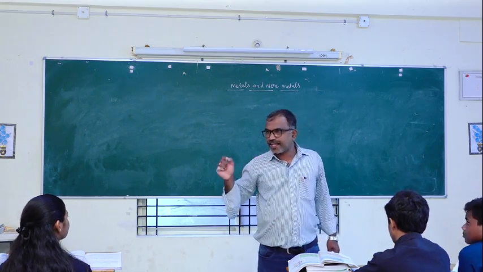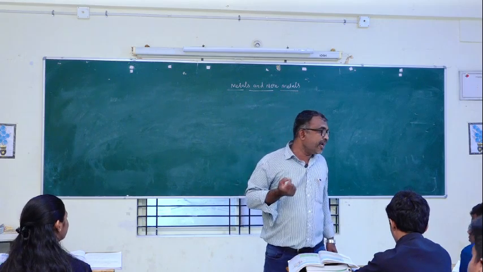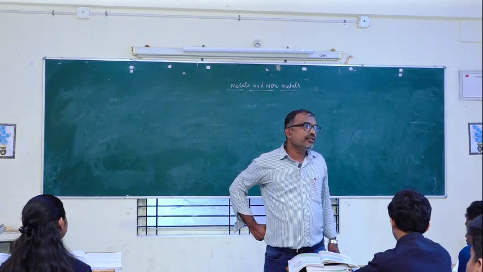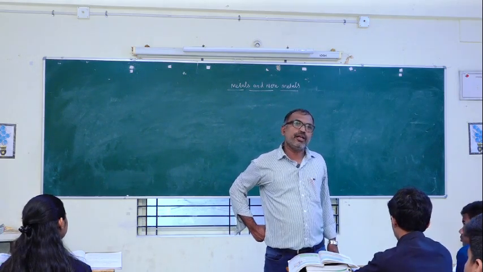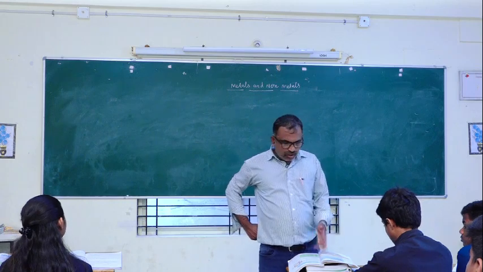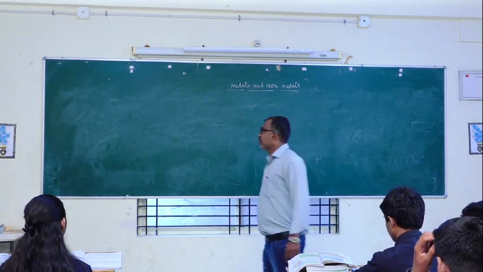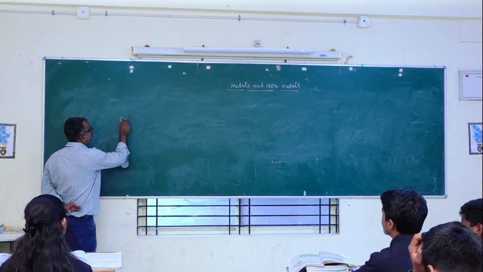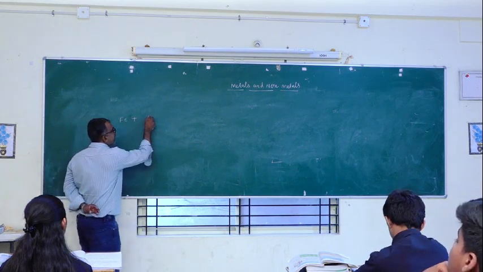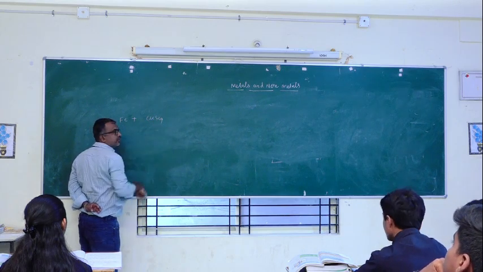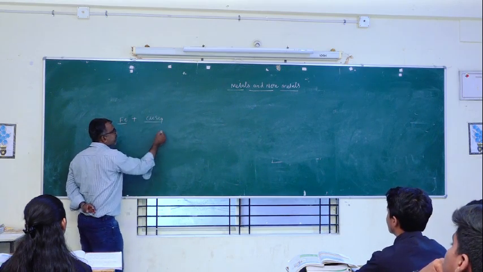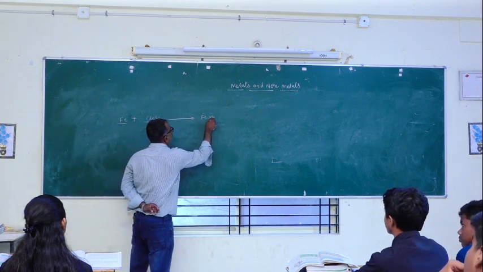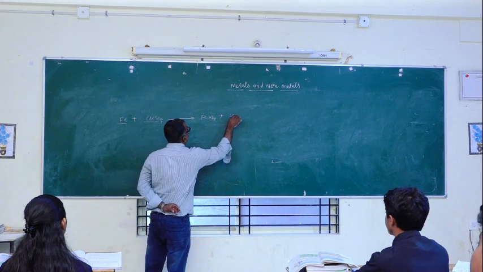Displacement reaction is a type of reaction in which a more reactive element displaces the less reactive element from the compound or solution. Here is a common example: iron reacts with copper sulfate. It is going to produce FeSO4 along with copper.